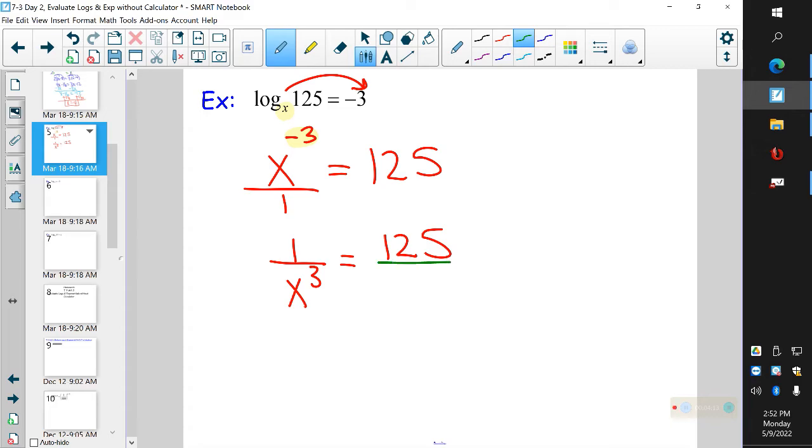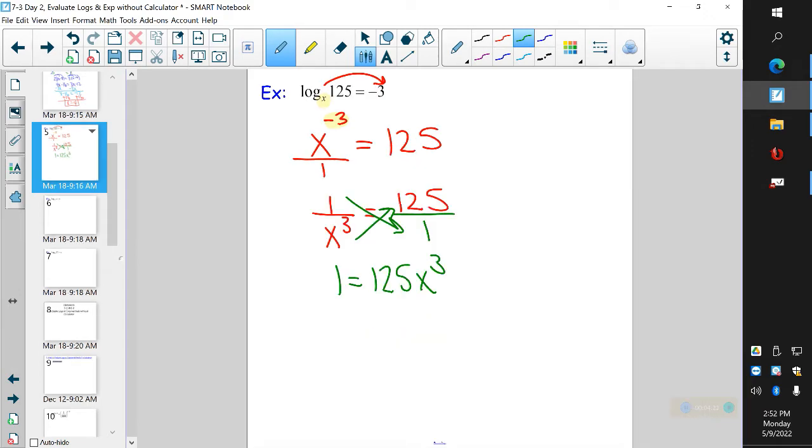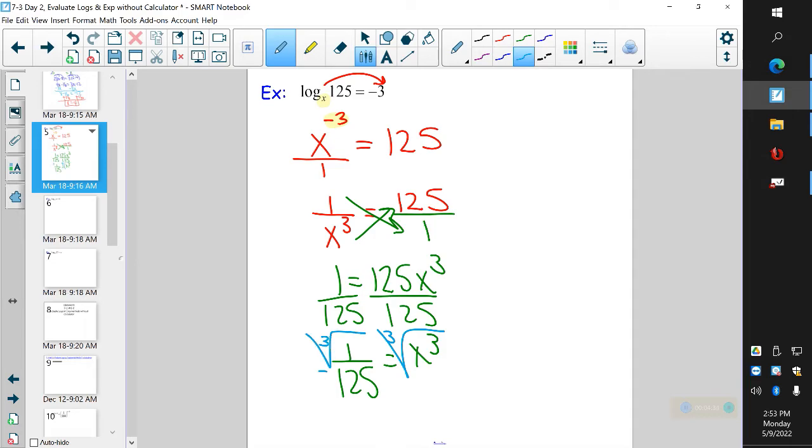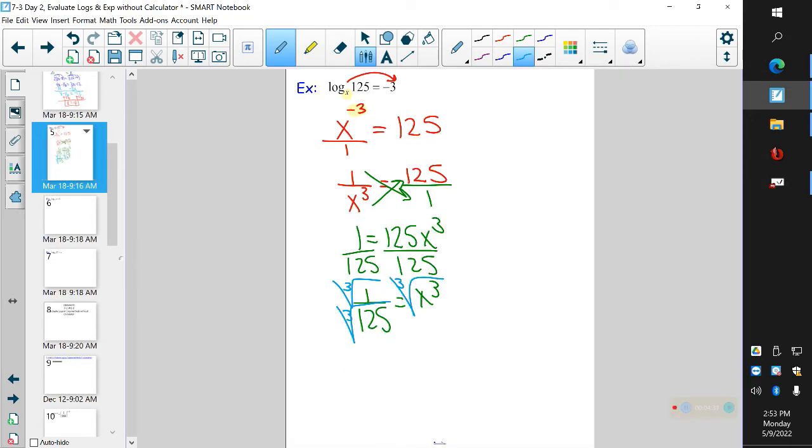Now you're going to put the 125 over 1, and you're going to cross multiply. 1 is equal to 125x cubed. How do I get rid of that 125? Divide by it. How do I get rid of the power of 3? Take the cube root of each top and bottom. The cube root of 1 is 1. The cube root of 125 is 5. And this is equal to x. That's a harder one.